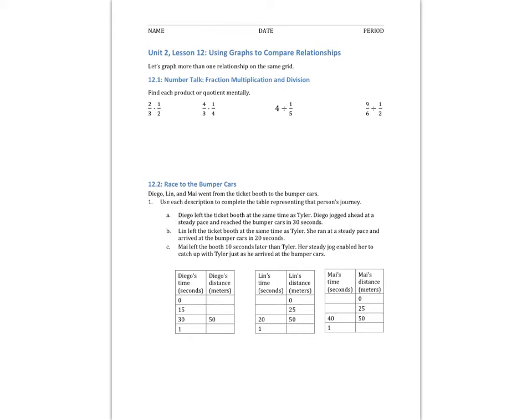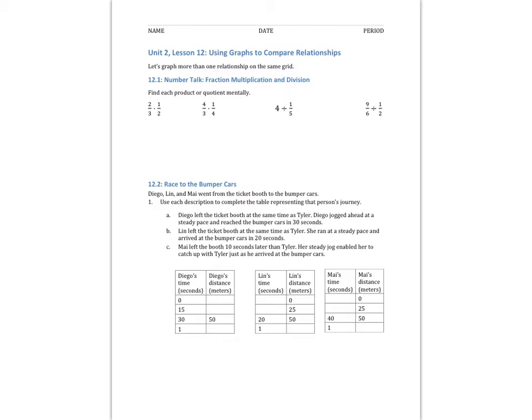Hello, welcome to Unit 2, Lesson 12, Using Graphs to Compare Relationships. For this lesson, there are two learning objectives. The first one is to be able to compare two related proportional relationships based on their graphs, and to also be able to know that the steeper graph of the two proportional relationships has a larger constant of proportionality.